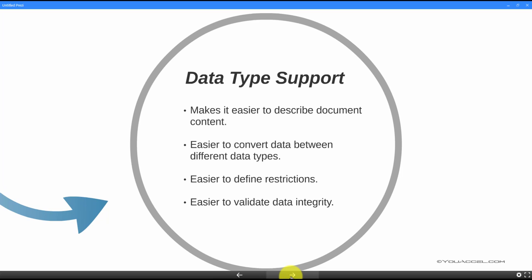This makes it easier to describe document content. It makes it easier to convert data between different data types. It also simplifies defining restrictions and makes it easier to validate data integrity.